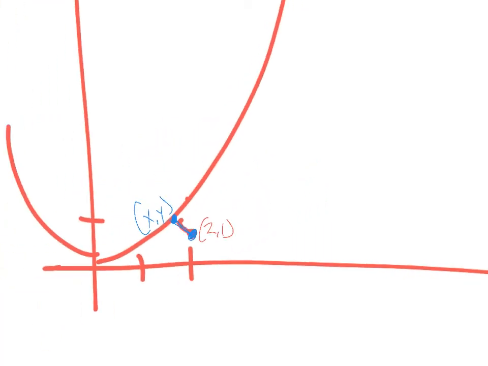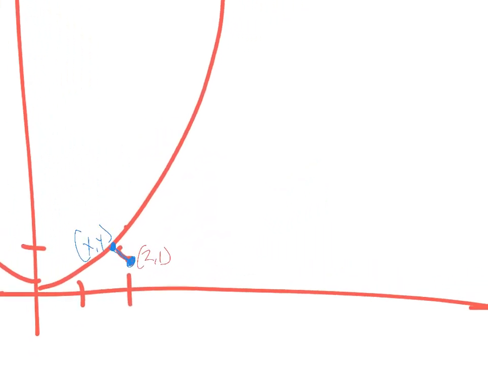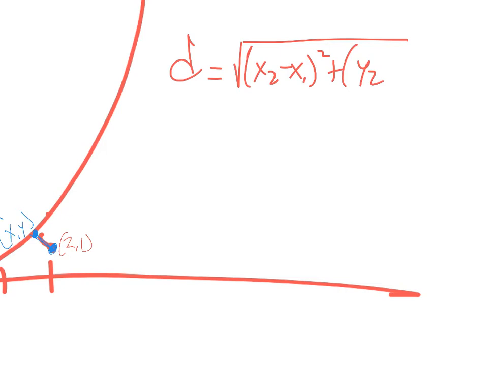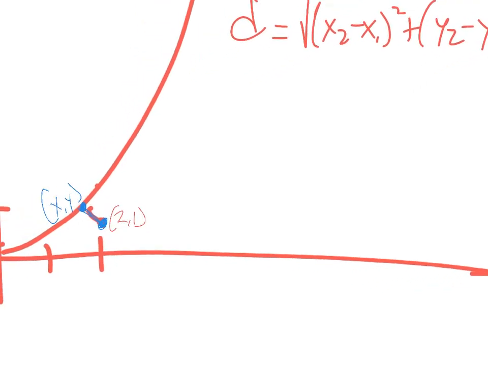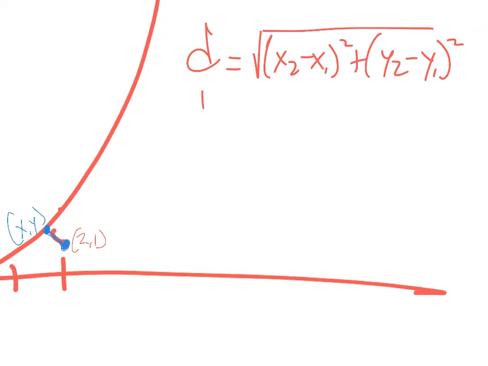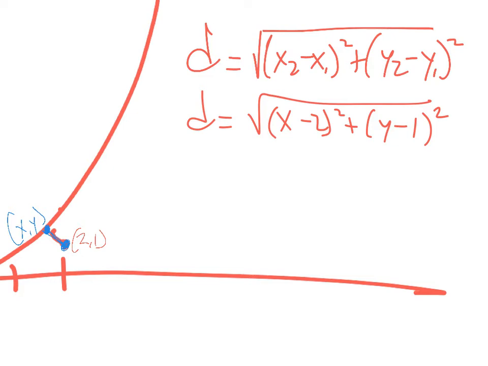Well, how do we find the distance between 2 points? That's the distance formula. Our distance formula for coordinate distance is the square root of x2 minus x1 squared plus y2 minus y1 squared. We're going to plug in our 2 points, which we'll call x, y and 2, 1. So our distance is the square root of x minus 2 squared plus y minus 1 squared.